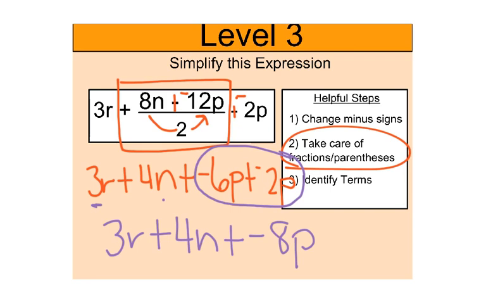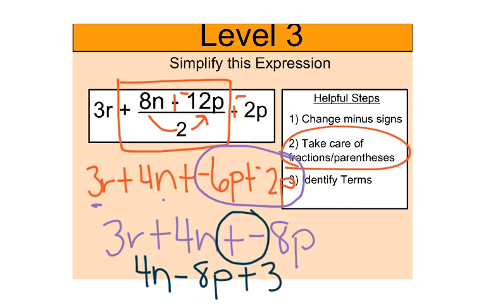Now I need to write my best possible answer. Okay, best possible answer means alphabetical. So R, N, or P. Which one comes first? I'm pretty sure it's N. Q, R, N, S. Yep, 4n. I don't want the double signs, so I'm going to write minus 8p. And then this is a positive 3r, so I'm going to write plus 3r. And that is my best possible answer.